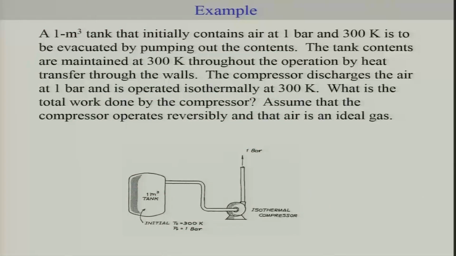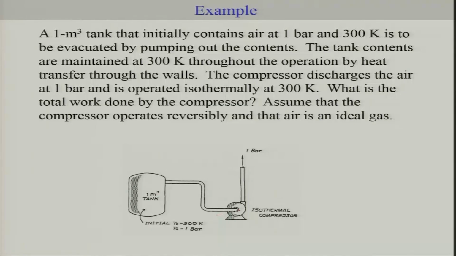Now let us look at some examples to make use of our understanding. This is the first question. A 1 meter cube tank initially contains air at 1 bar and 300 Kelvin and is to be evacuated by pumping out the contents. The tank contents are maintained at 300 Kelvin throughout the operation by heat transfer through the walls. The only thing it loses is basically the air.